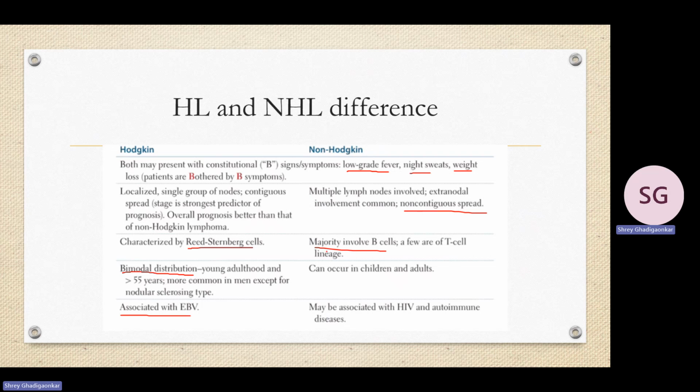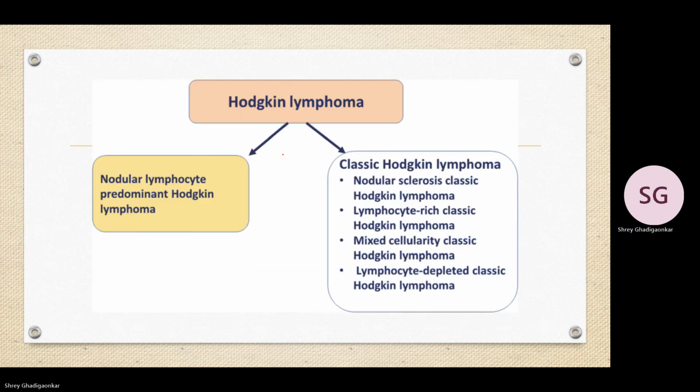In general, the most frequently involved lymph nodes in Hodgkin's lymphoma involve the cervical lymph nodes, the supraclavicular lymph nodes, as well as the anterior mediastinal lymph nodes. So this is the WHO classification of Hodgkin lymphomas. These are classified based on specific cell markers.